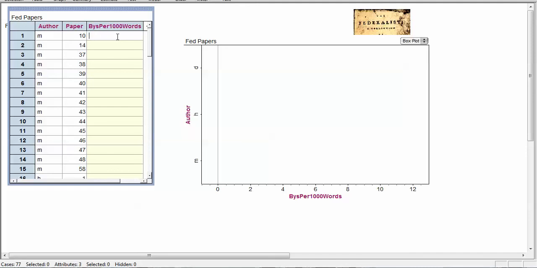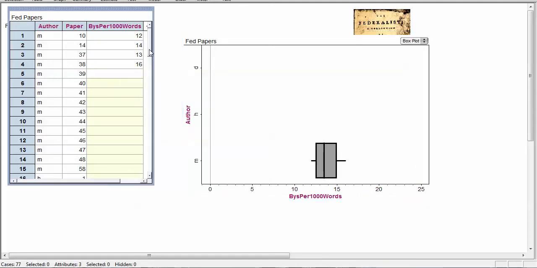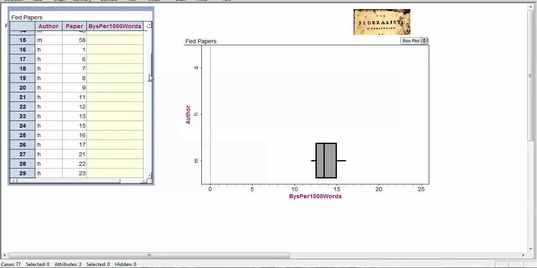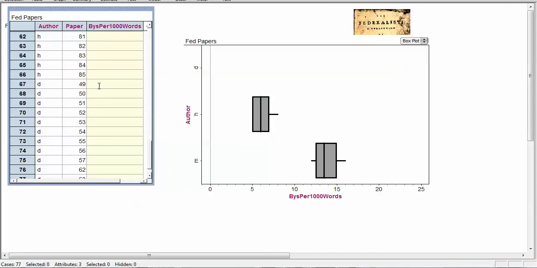So let's say that it turns out that these were 12 bys per 1,000 words and 14, 13, 16, and so forth. We're going to have to change the scale. And again, I'm just making these numbers up so you can see what happens. And let's say Hamilton's were 5, 6, 7, putting in some numbers there. And then we could put in later on what the disputed papers were, and that would build that box plot.